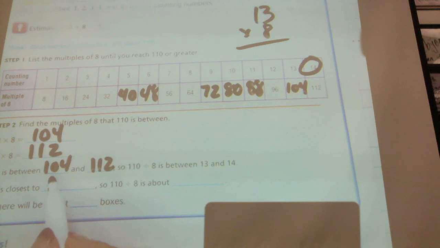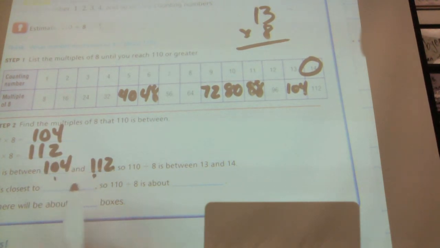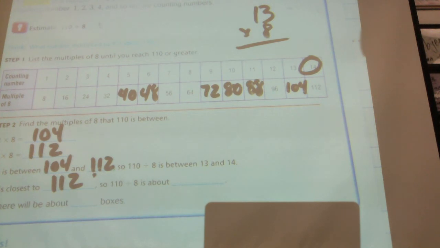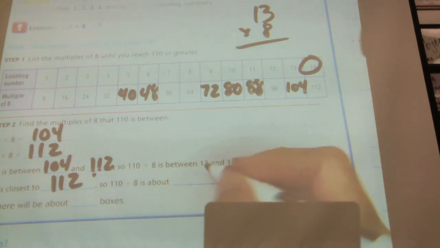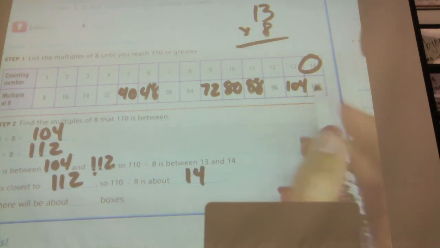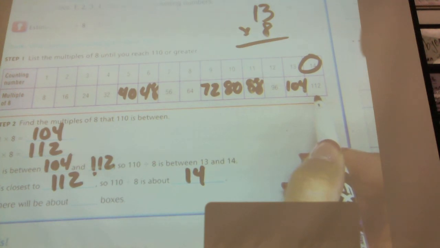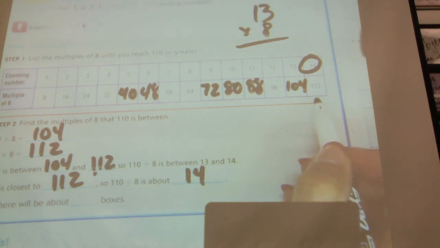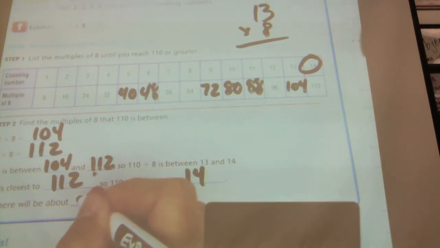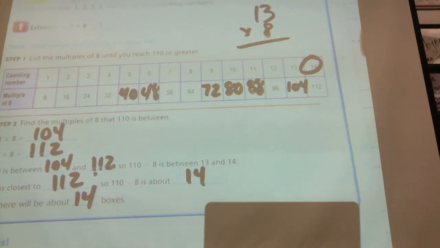110 is close to which one of these numbers? Listen to my question. Is it closer to 104 or 112? 112. Okay, 112. So 110 divided by 8 is about 14 or 13? 14. Because it's closer to this one, it's about 14. Is it exactly 14? No, it's not exactly 14, but it's about. It's close. So there will be about 14 boxes.